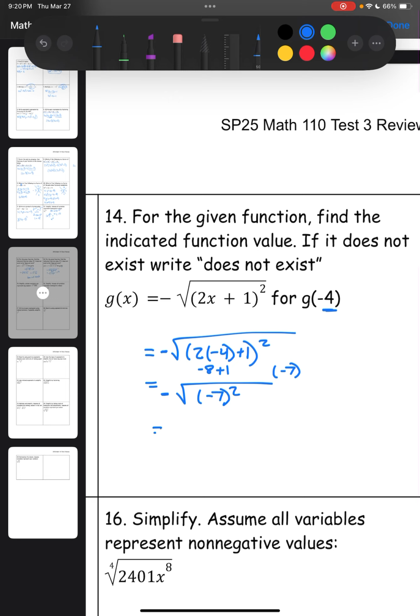So let's simplify that even further, right? -7 times -7 is a positive 49. Well, the square root of 49 is 7, right? So this will give us a negative of, I guess it could be plus or negative positive 7, but it's a positive 49 here. So this is kind of what you want to have here.